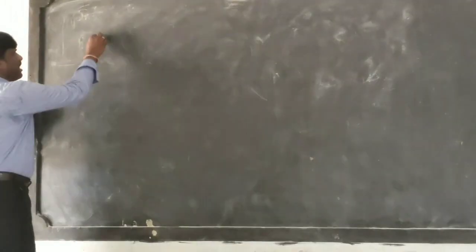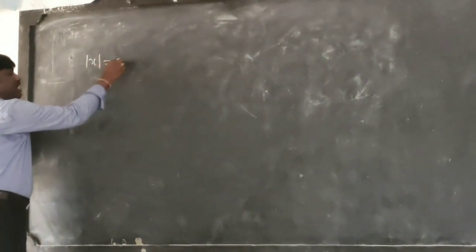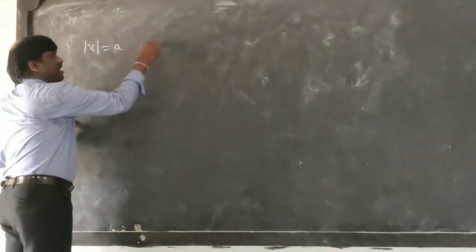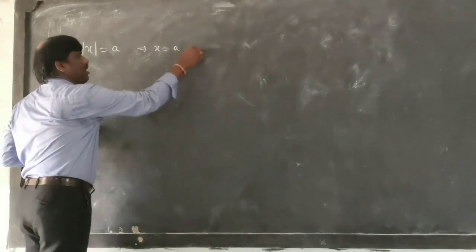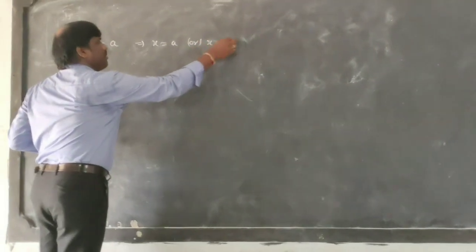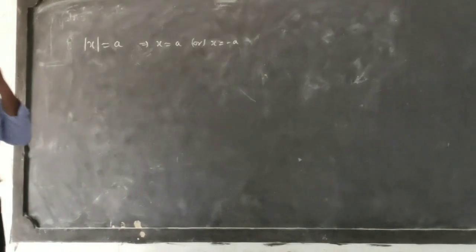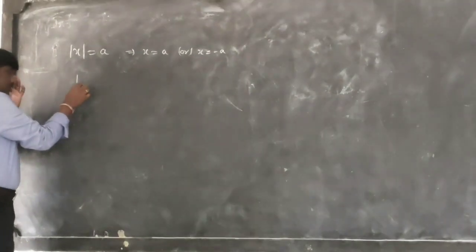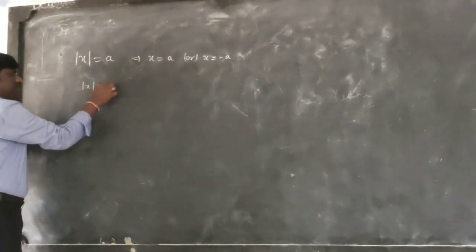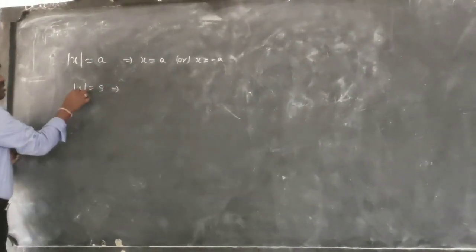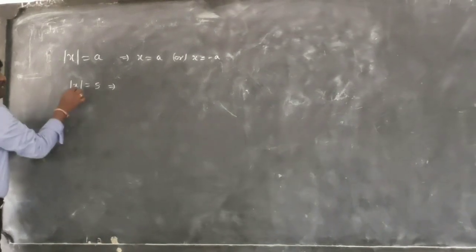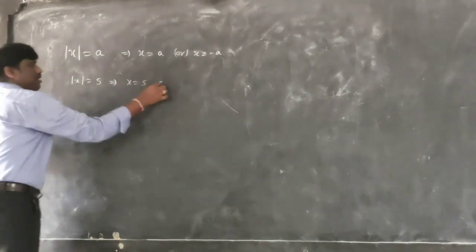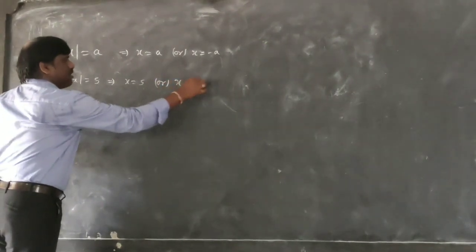So here, mod x is equal to a. If you have mod x is equal to a, then this can be written as x is equal to a or x is equal to minus a. What is the meaning of this? Suppose I say mod x is equal to 5. Then what will be the solution of x here? This x can be positive 5 or this x can be negative 5.